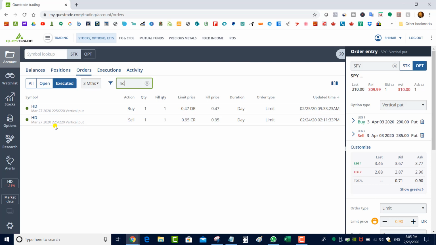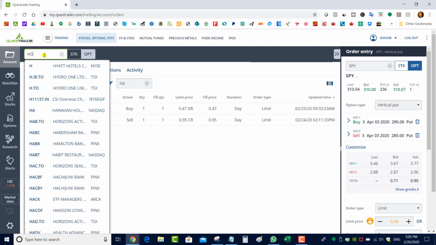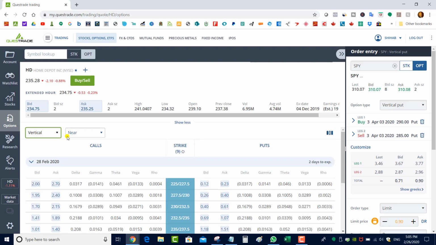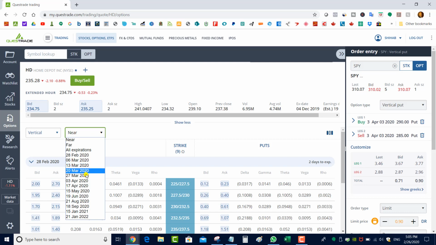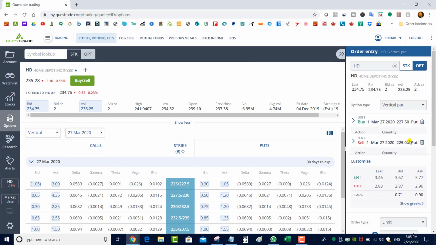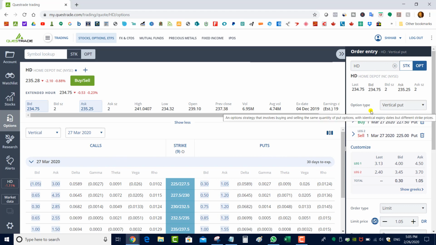So how did I pick the 225 strike? Basically, I looked at expected move. And how do I calculate expected move? Here, I'll show you. If I look up the option chain of Home Depot, I'm going to choose vertical, which is a credit spread or a debit spread. And then I'm going to choose the expiration that I want. In this case, it was March 27.